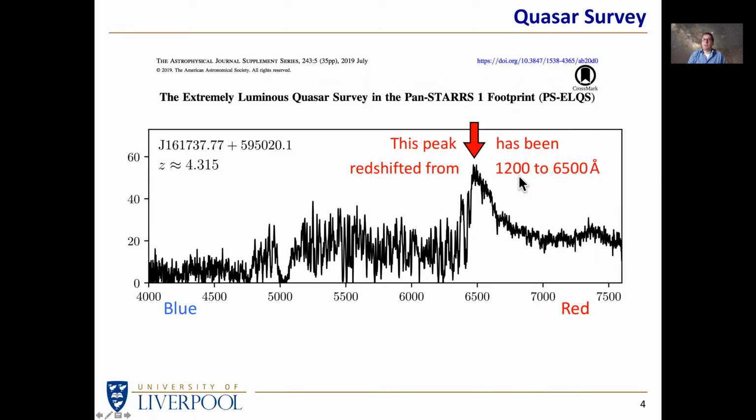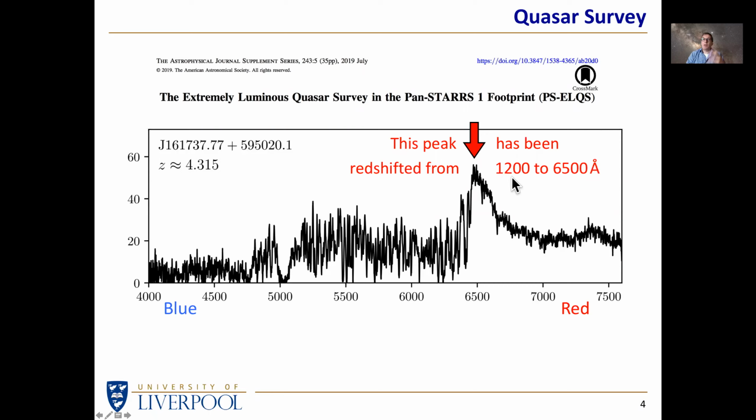In fact, if you look at the scale, blue is at about 4,000, red is at about 7,000 angstroms. So 1,200 angstroms is way over to the left-hand side, way beyond the blue, way beyond the violet. 1,200 is in the ultraviolet part of the spectrum. But because this particular object is so distant from us, because it's receding from us so rapidly, according to the Hubble law, which says that more distant objects are receding from us faster, this object has had the ultraviolet light shifted all the way from 1,200 to 6,500 angstroms.